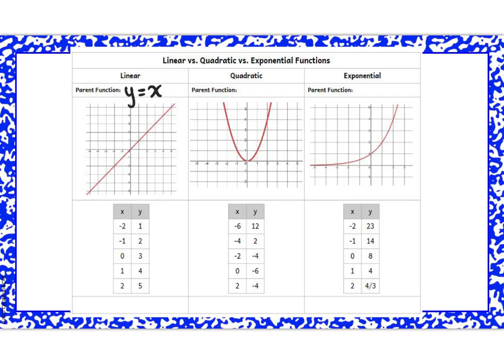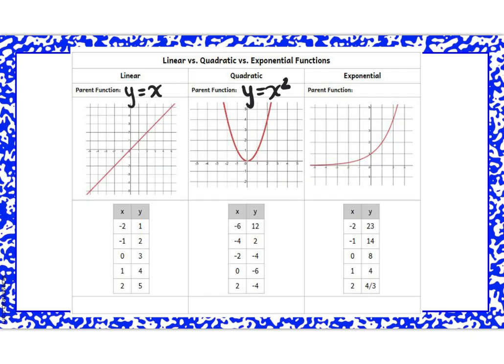A quadratic function is y equals x squared, and that x squared is what really makes it a quadratic, and it creates this U shape. Similar to linear, we can multiply x and then subtract numbers to create variations of this image. It can be flipped around in another direction, however it's still the same quadratic.